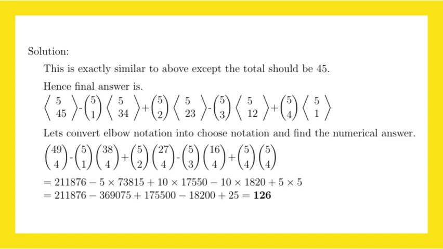But let us cross check whether the calculations we have been doing are correct or not. So we try to find out the numerical answer of this. We convert all elbow notations into choose notations and do the calculations as shown, and we get the final answer as 126. So there are 126 ways a student can get 45 marks in a 5 subject exam, if in each subject they can get 0 to 10 marks.